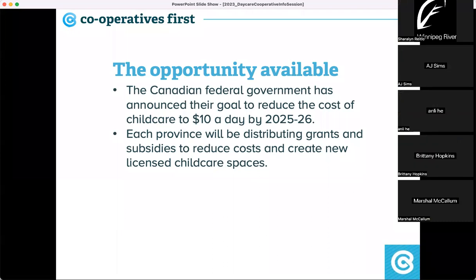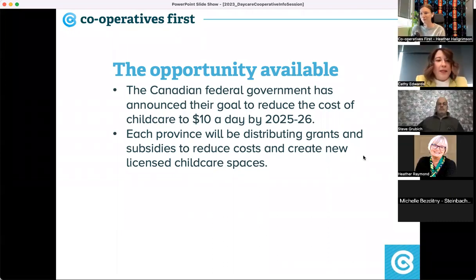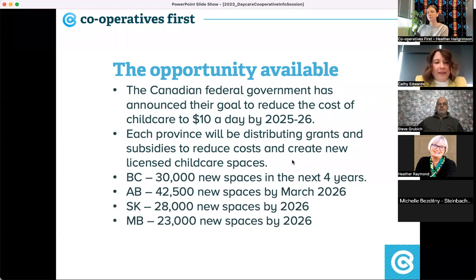The bilateral agreements, each province creates its own agreement with the federal government. So what that means is that each province is setting up its own plan with respect to how to roll out the funding. In this particular session today, we have started with the province of Saskatchewan in terms of our lens for creating our templates. However, there are a few generic elements.